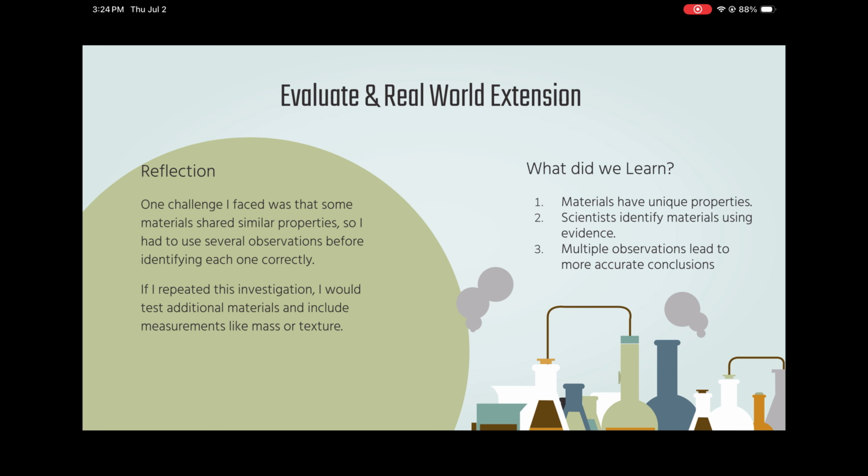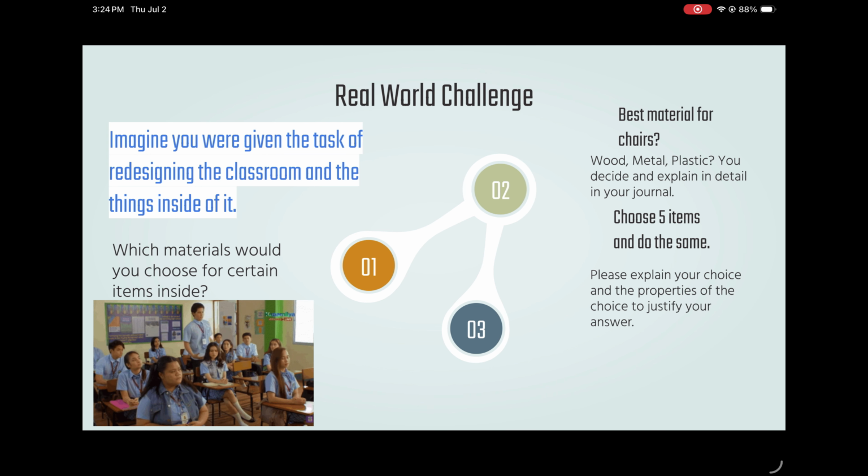Now here's your real world challenge. Imagine a new classroom and the things inside of it. Which materials would you choose for certain items? Like, what's the best material for a chair? I want you to write down wood, metal, plastic, and why. And also, I want you to find 5 more items and do the exact same thing.